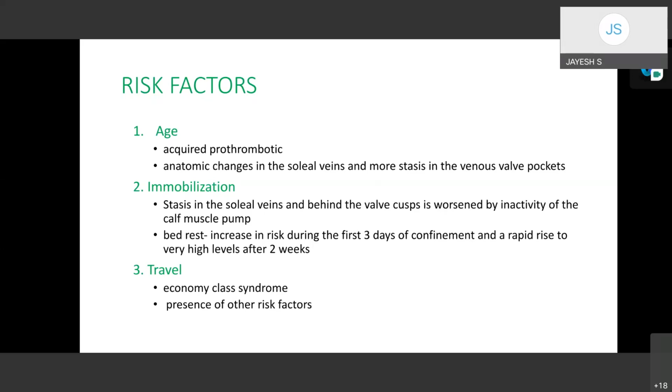It is noticed that the increase in risk occurs during the first 3 days of confinement, and it will rapidly rise to very high levels after 2 weeks. Traveling for a long time will increase the risk for venous thromboembolism. It's called economy class syndrome. It occurs usually with the presence of other risk factors also.